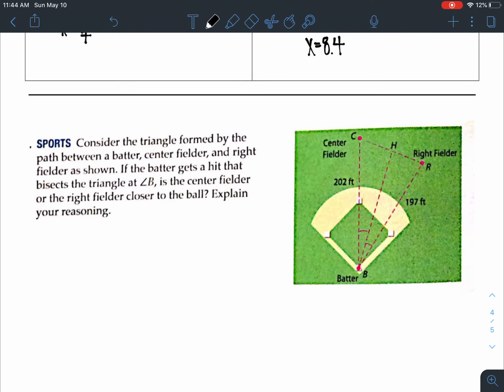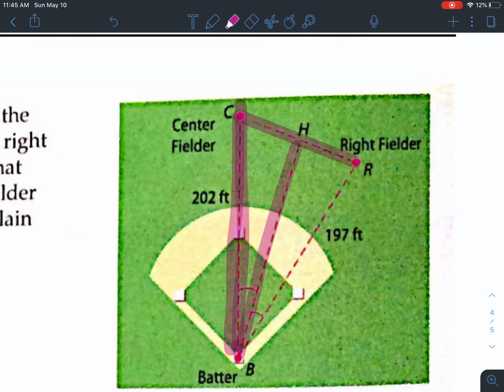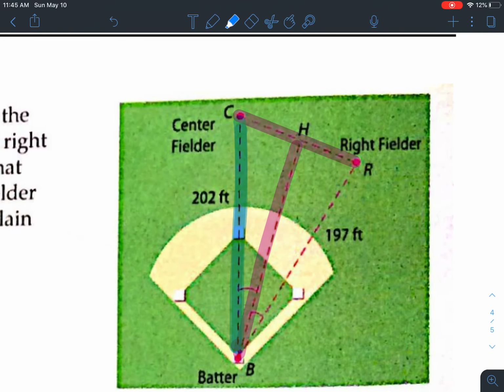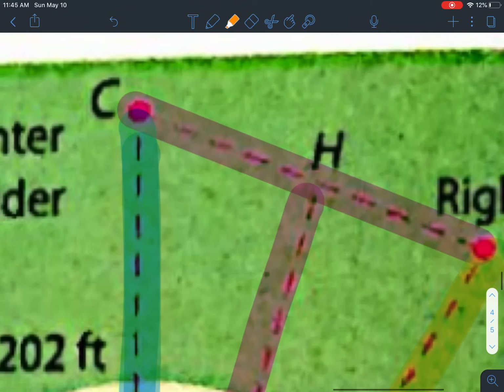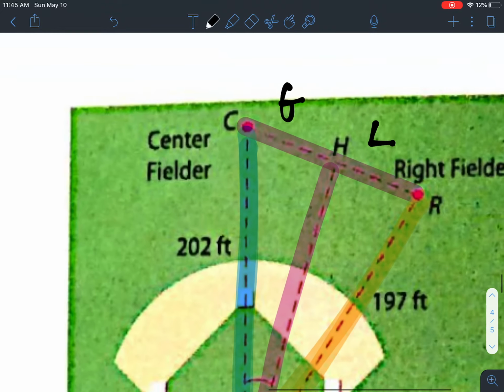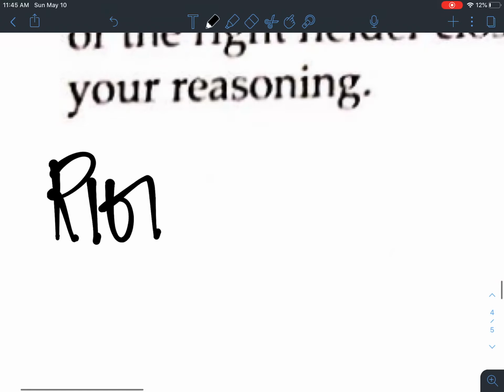Okay. So what you need to look at is the fact that this angle bisector right here is splitting this segment into proportional segments based off of the other side lengths. So what I want you to look at is the fact that the center fielder has a bigger distance than the right fielder. Which means then that if the center fielder has a bigger distance than the right fielder, then this segment right here has to be greater than this segment right here, because it's proportional based off the other sides. So the answer to this one is the right fielder.